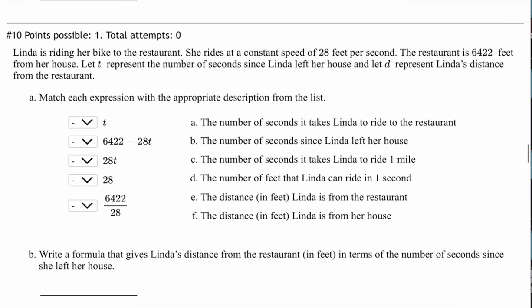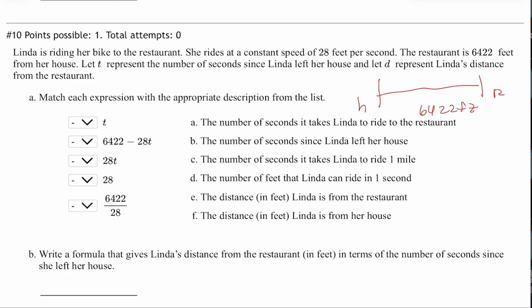Let's look at 10. It says Linda is riding her bike to the restaurant. She rides at a constant speed of 28 feet per second. The restaurant is 6,422 feet from her house. Let t represent the number of seconds since Linda has left her house, and let d represent Linda's distance from the restaurant. Okay, so the restaurant is that many feet away. So here's her house, and here's the restaurant.